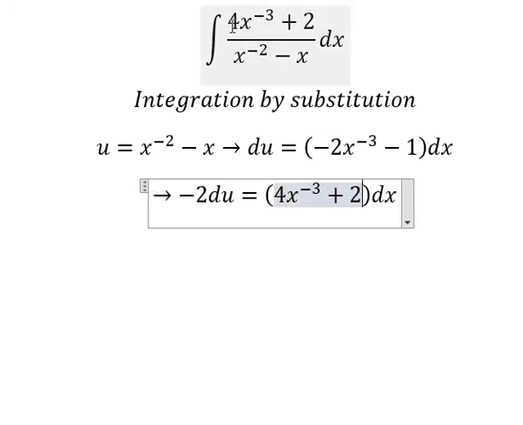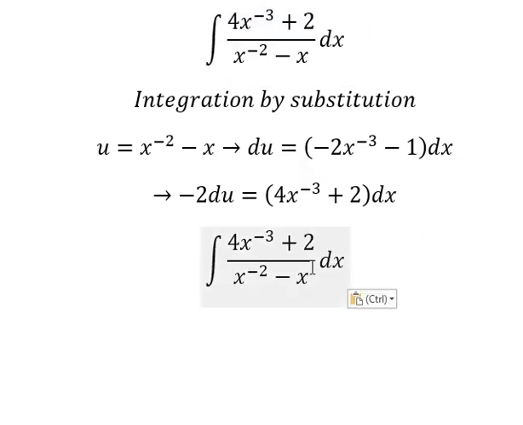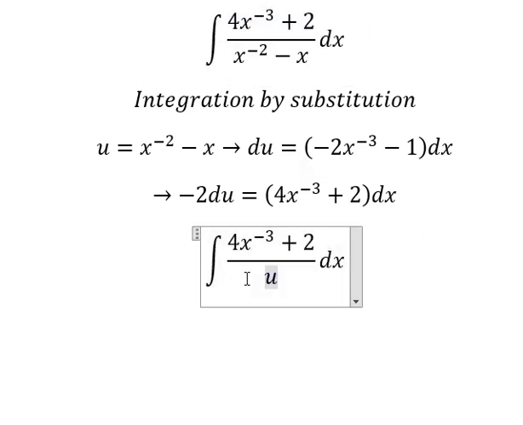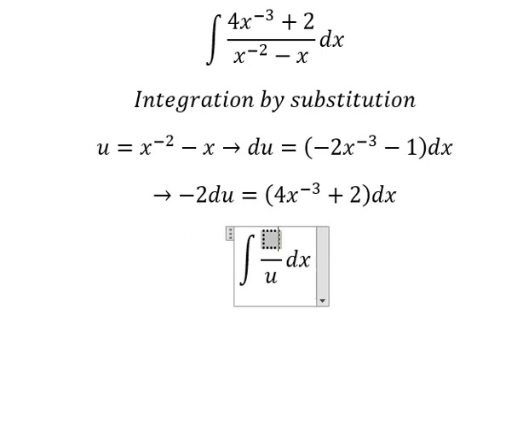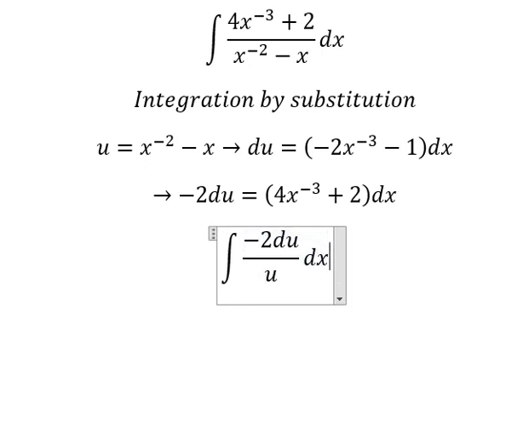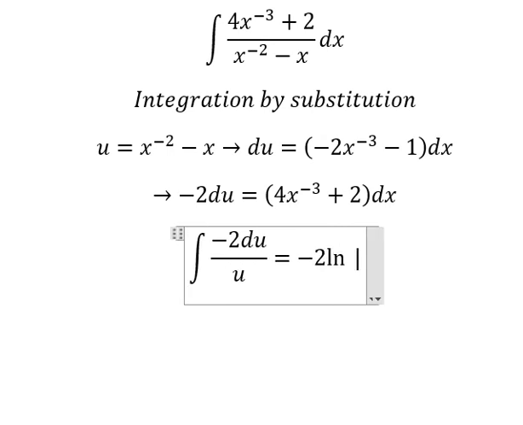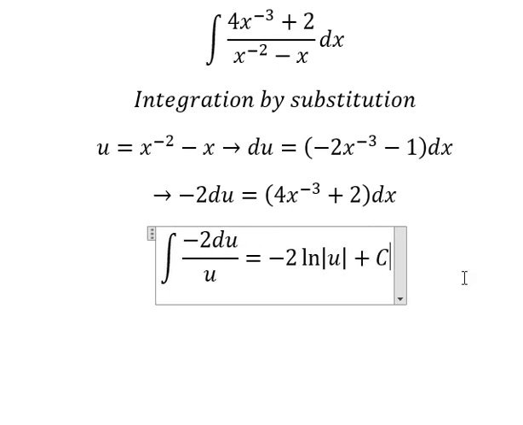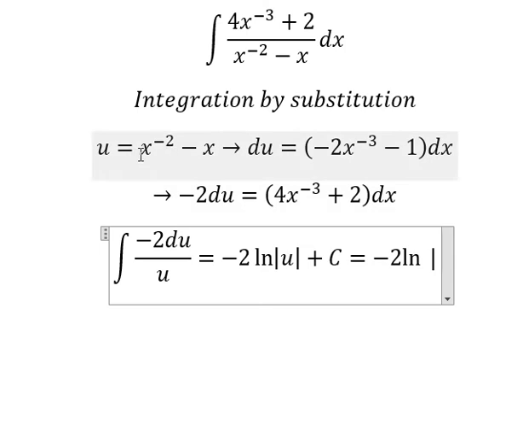So we have a similar expression here. This one we change to u. This one with the x we change to negative 2 du. So the integration of this one, we have negative 2 ln of the absolute value of u, and I will put plus c. Then u is this one.